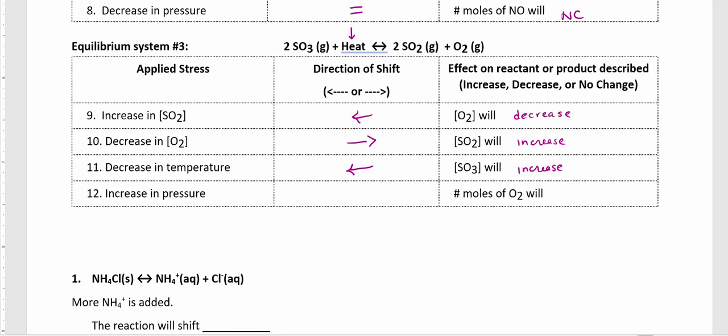If we increase the pressure, now we have a different number of moles on the reactant side and the product side. So we have 2 moles of gas on the reactant side and we have 3 moles on the product side. By increasing the pressure, we're going to favor the side with the fewer number of moles. So the number of moles of oxygen will decrease.